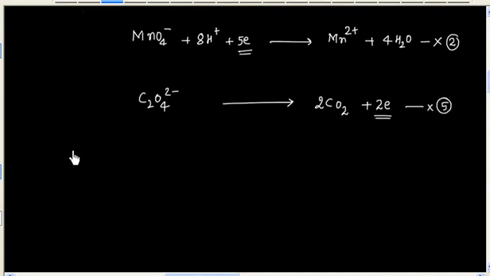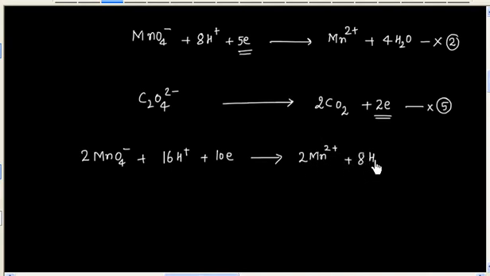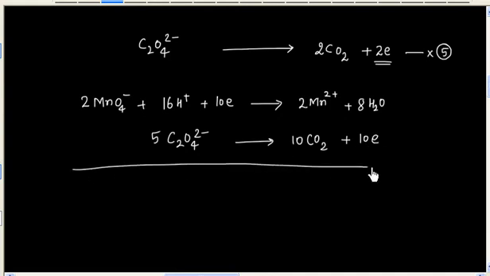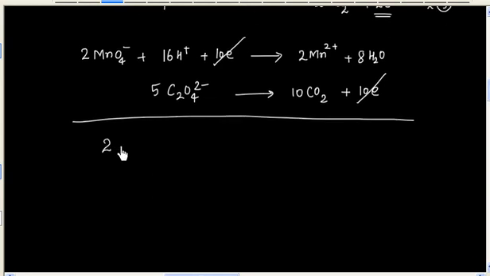So the first equation becomes 2MnO4- + 16H+ + 10 electrons to 2Mn2+ + 8H2O. Similarly, we will have the second equation. Now we can add these two half reactions. Electrons cancel. So we will have this overall reaction.